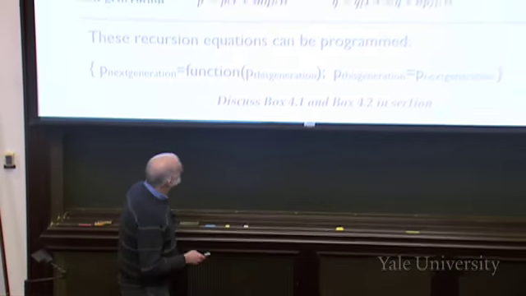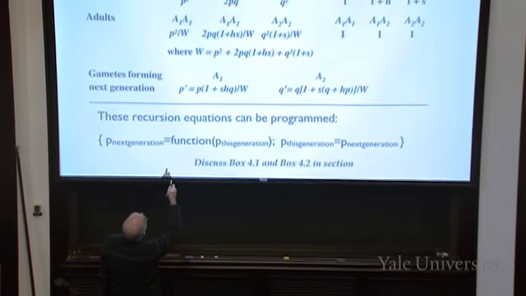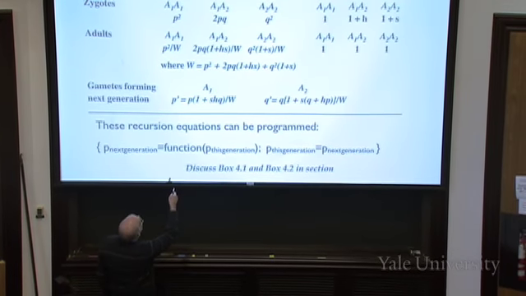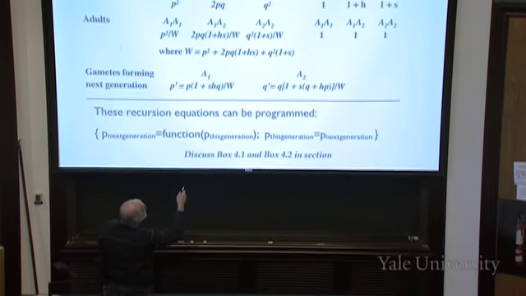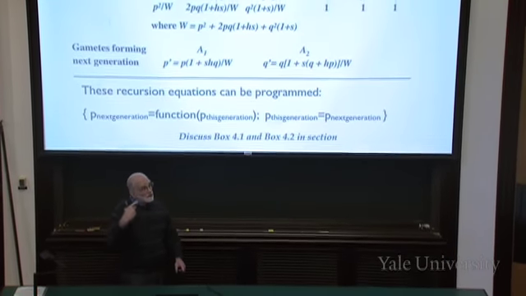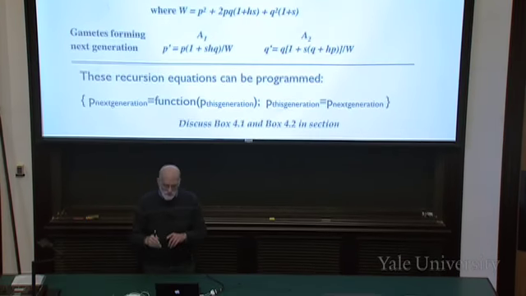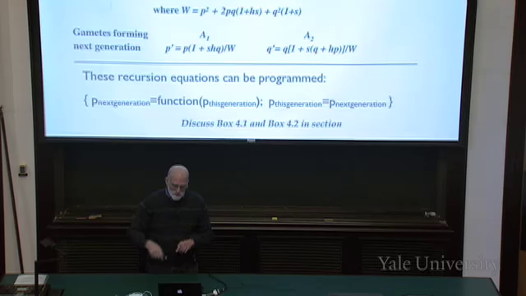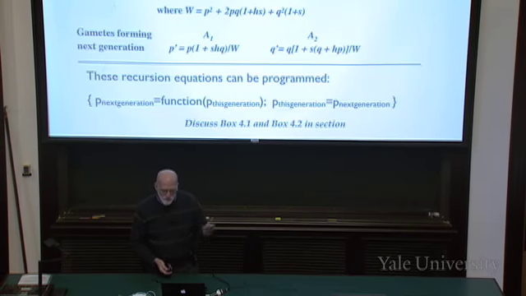So let me just show you what happens when you program these recursion equations. By the way, they're called recursion equations because they give us the frequency in the next generation as a function of the frequency in this generation. So they form kind of a Markov chain. They allow us to calculate next time from this time. That's something computers are really good at.